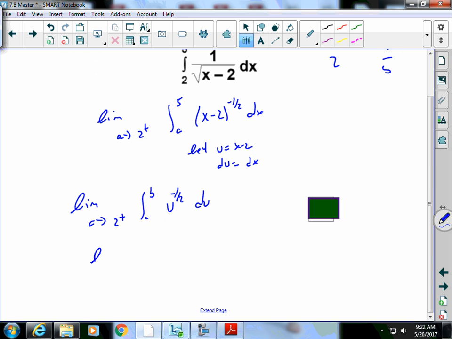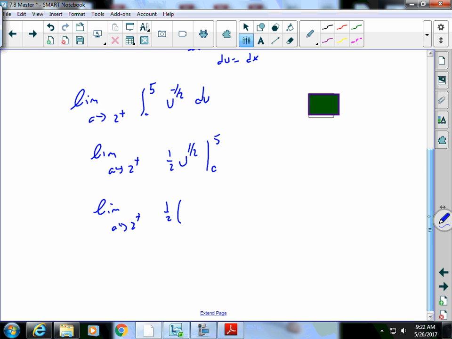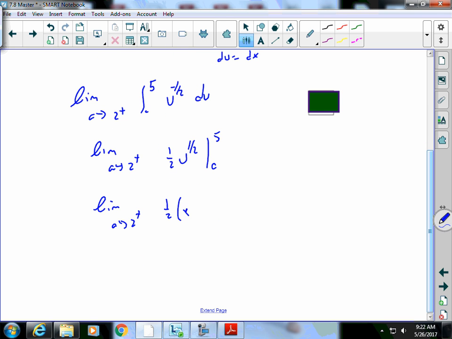Well, this is a lot easier to integrate now. I have the limit as a approaches 2 from the right of 2 times u to the 1 half. Sorry, I gotta write this in English now. 2 u to the 1 half, because the negative 1 half plus 1 is 1 half, and I'm evaluating from a to 5. I don't know why my 5 looks like a b there. All right, so now we're going to look at the limit as a approaches 2 from the right of 2 times, instead of u, it was x minus 2, so x minus 2 to the 1 half, a to 5.